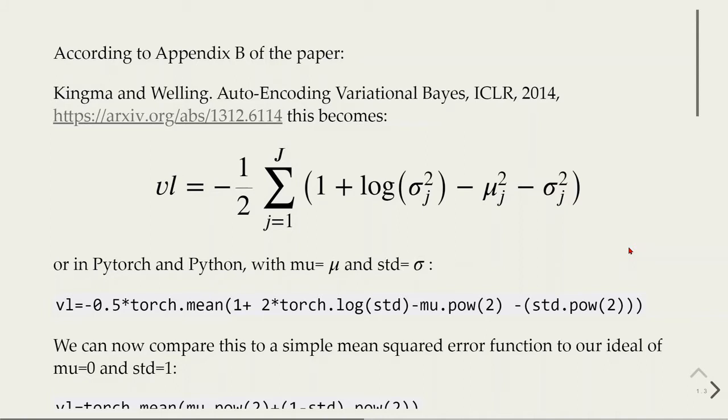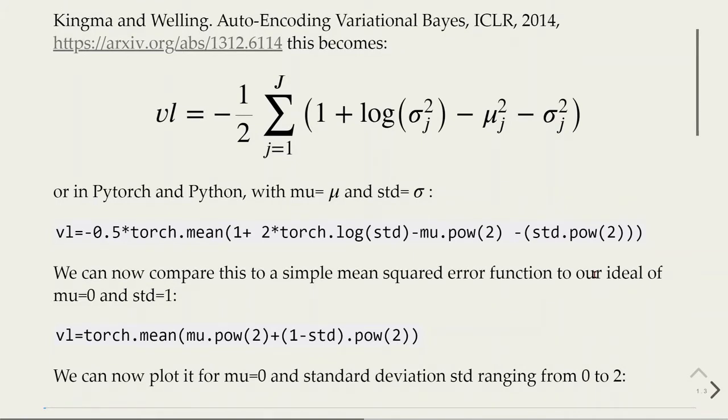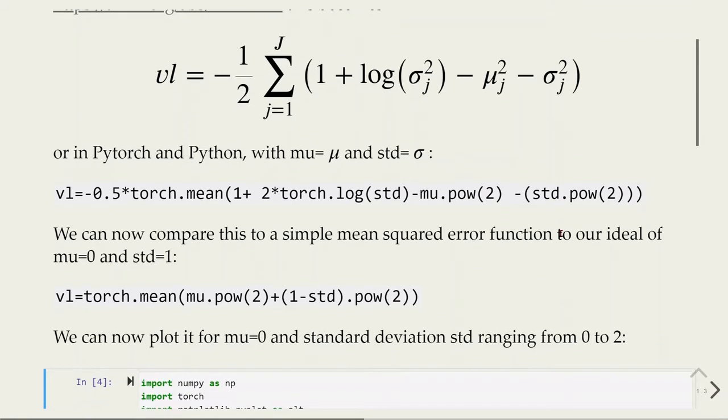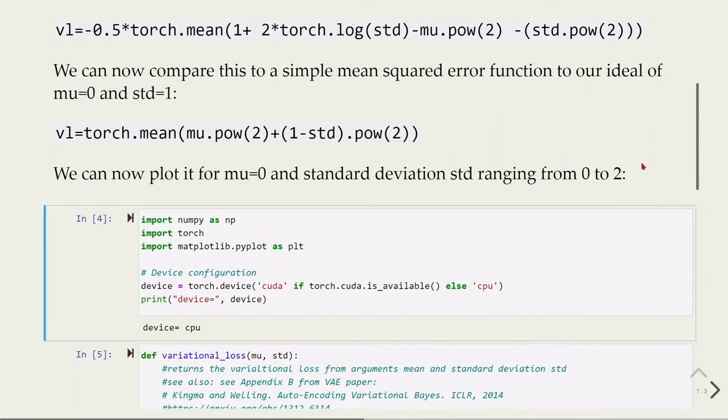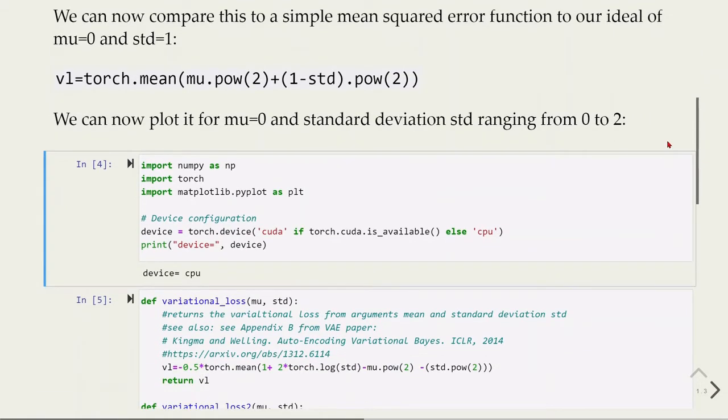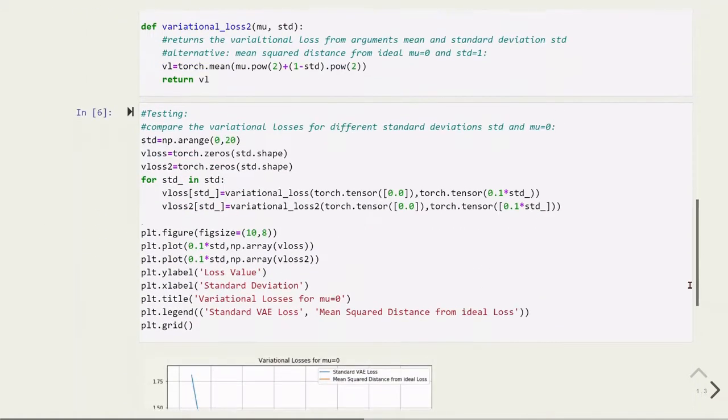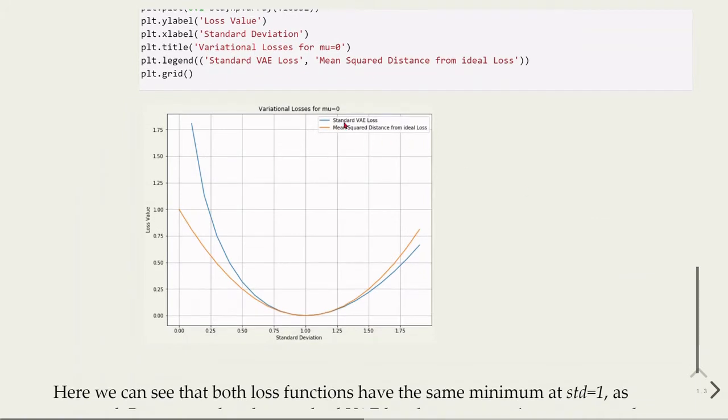According to Appendix B of the paper Auto-Encoding Variational Bayes from Kingma and Welling, that you can find in this link here, the variational loss becomes this equation that we can implement in PyTorch and Python. And when we compare this to a simple mean squared error function to our ideal of mu equals 0 and sigma equals 1, we have this plot here. In this case, we have the standard deviation ranging from 0 to 2, and we have mu equals 0, and we will have this plot here, where we can see the standard variational autoencoder loss and the mean squared distance from the ideal loss.